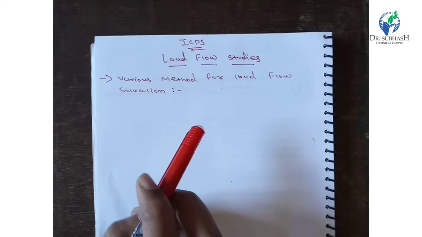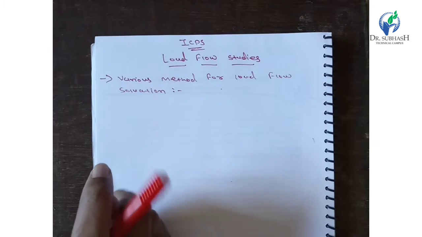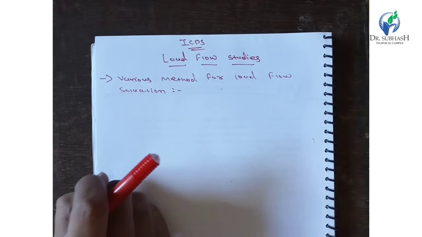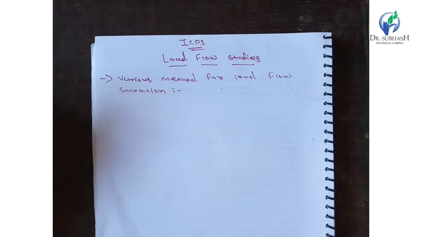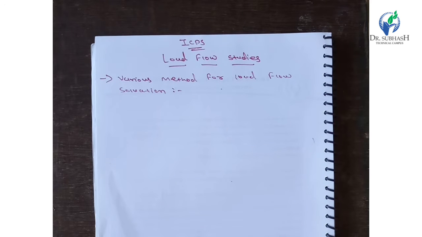The next parameter is that the total power generation must be equal to the total load plus losses. It is the balancing condition of generation and losses. The total power generation must be equal to the total load plus losses.